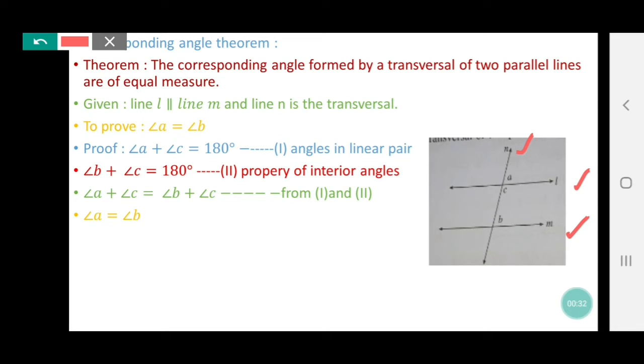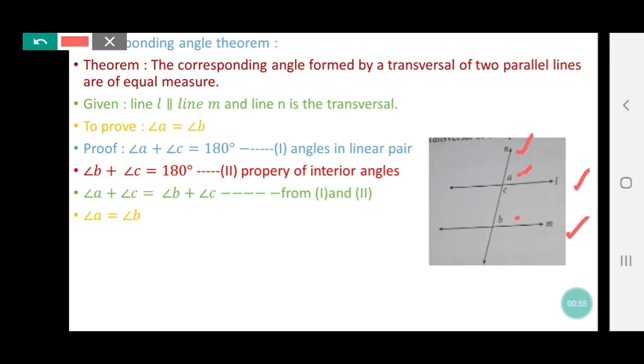What we have to prove? We have to prove corresponding angles are congruent. Which are the corresponding angles over here? I'll just point them by a dot. This one and this one are corresponding angles. These two angles are equal, that we have to prove, right? Now here we start with the proof.